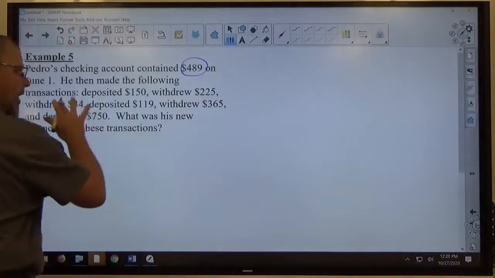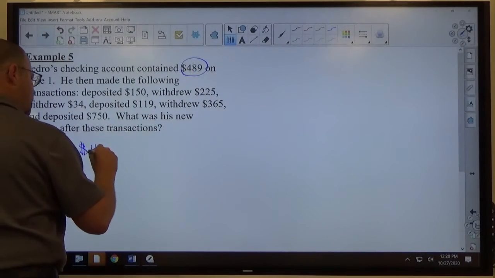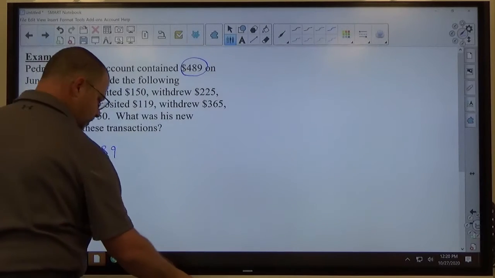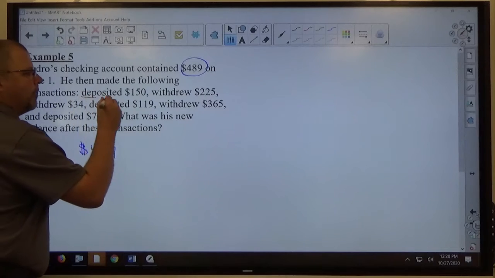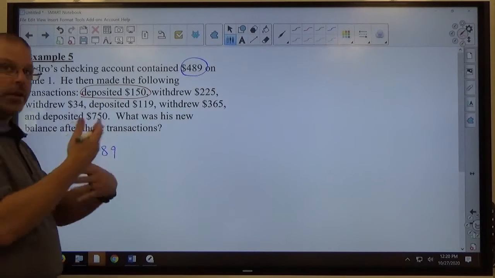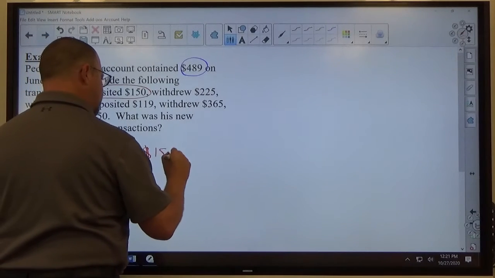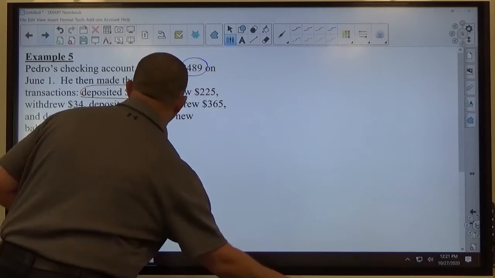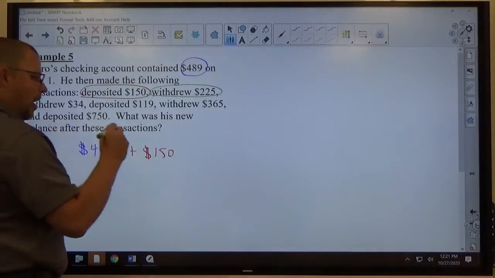So if I write a sentence to represent what's going on in this problem, we take his original amount of money, $489. He deposits $150. Does that make it get bigger or smaller? Bigger. So it's a positive thing. So depositing $150 is plus $150. He withdrew $225. What does that do? Subtracts $225.